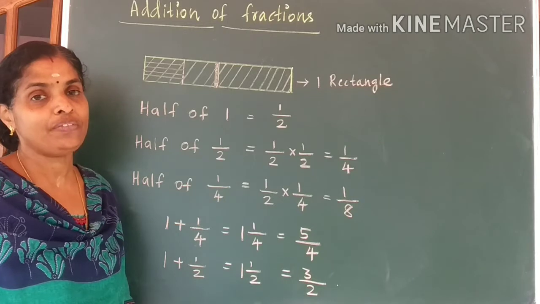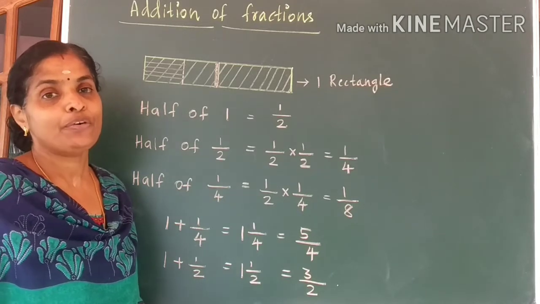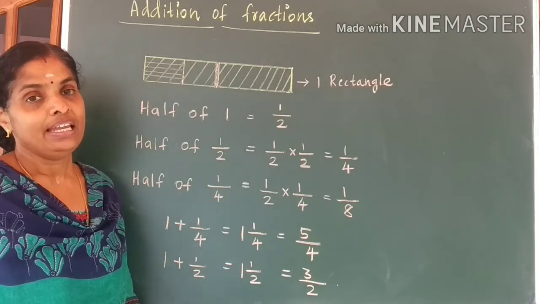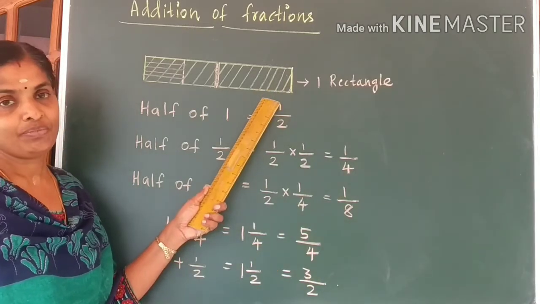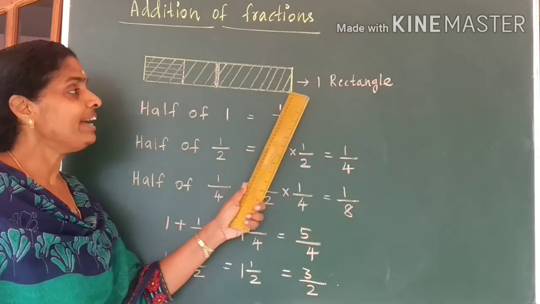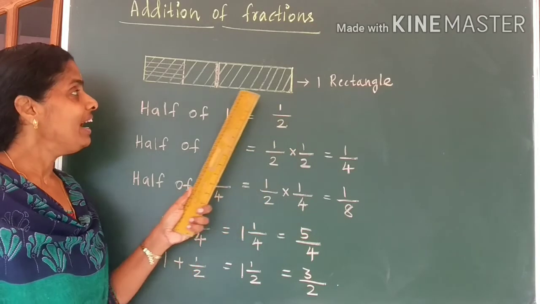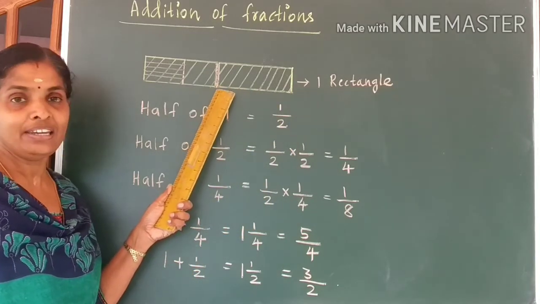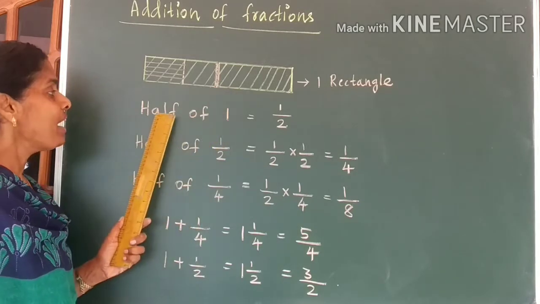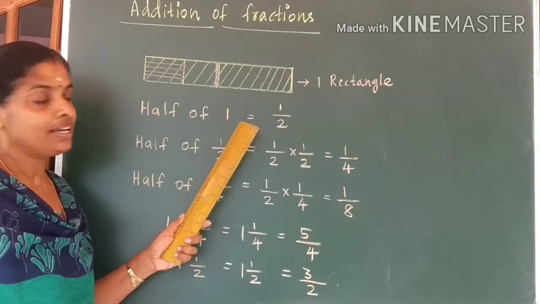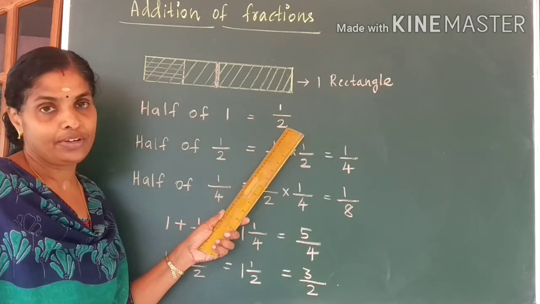Sixth part of equations. Before going to problems, let me clear a doubt asked by a student. I have drawn a rectangle here. I have drawn a line to divide it into two. So what do you get? Half of 1 you get, which is equal to half.